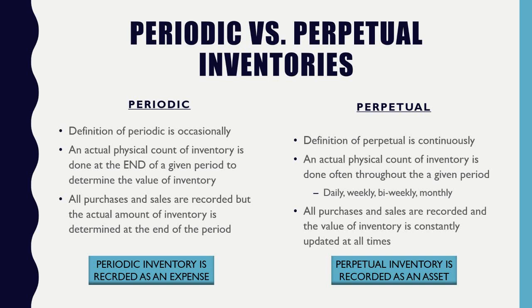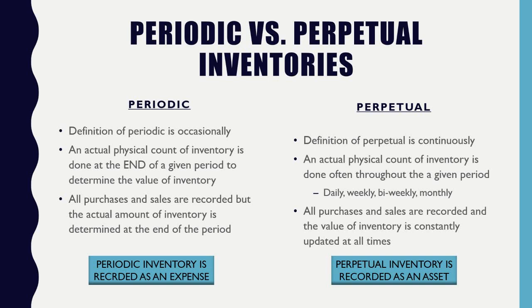Just exactly how the word looks. Periodic does actually mean occasionally. You don't look at it very often. It's occasionally, and that's exactly how you're going to treat your inventory. A good aspect of a periodic inventory is that at the end of a given period, you are going to be doing a physical count. That's where you're going to determine how much you actually have, or is considered remaining, in your inventory.